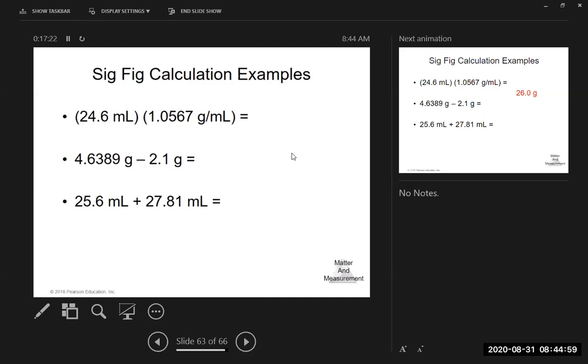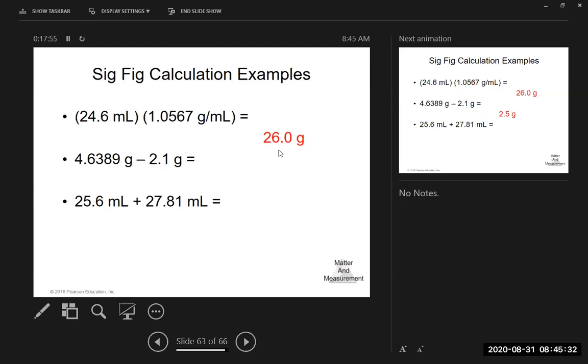Okay, so let's look at a couple examples here. In this first one, unless you're really good at math, you probably can't do that in your head. I know I can't. But how many significant figures would you report that to, the first one? How many? 3, right. Because that 24.6 with the 3 is the one that's going to drive the number of significant figures there.